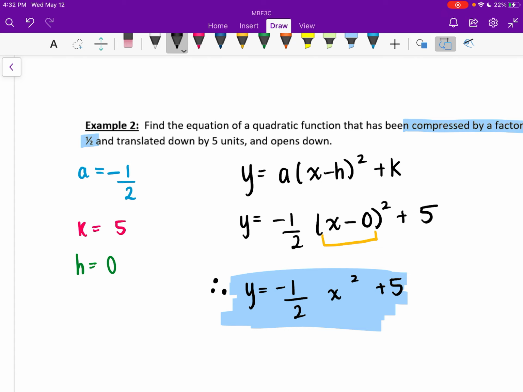Oh, and sorry, it's translated down, so it should be negative 5. I apologize. Silly me. So this should be negative 5. If it was translated up, then it would be positive 5. Okay, so that's my answer.